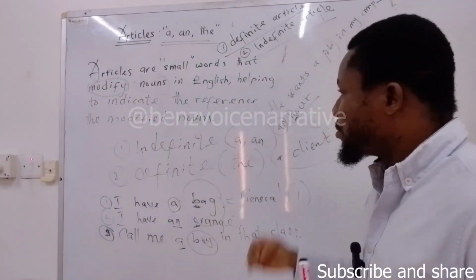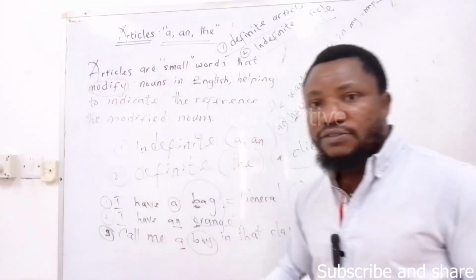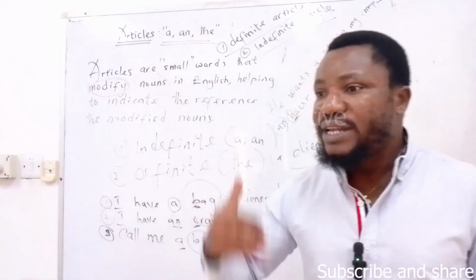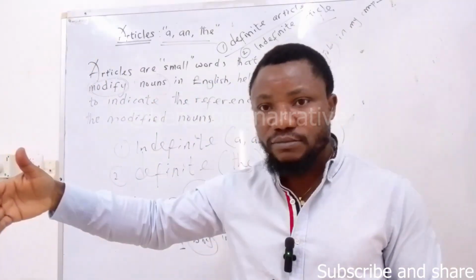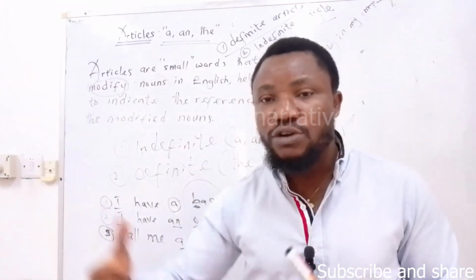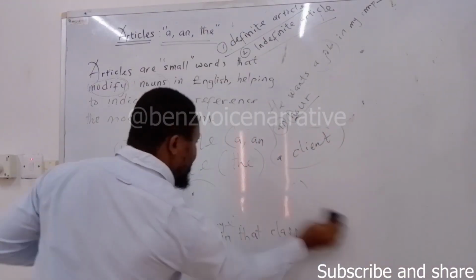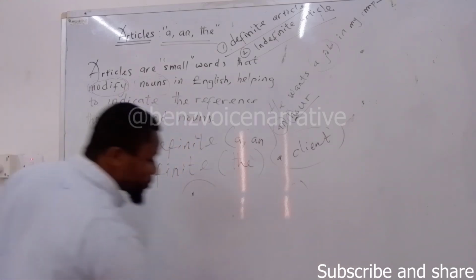The definite article is a type of article that talks about items or nouns that you're familiar with, or nouns that have been spoken about before. Nouns that the listener already has an idea about. Let's have examples.